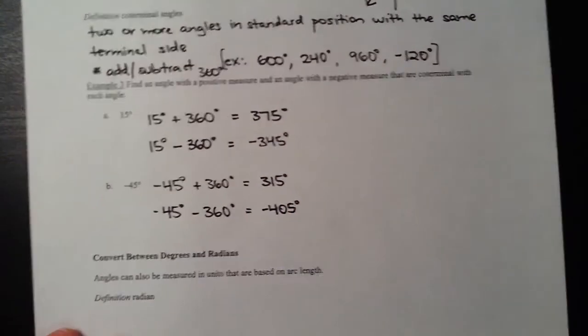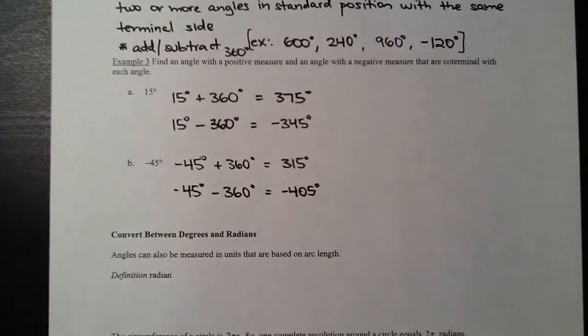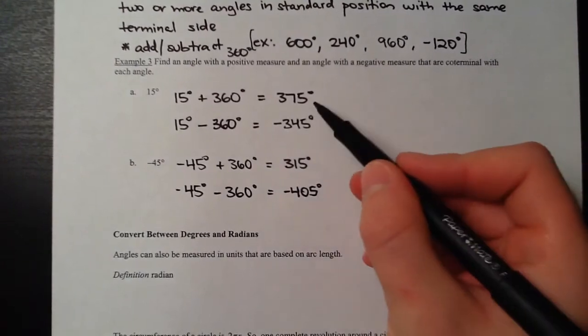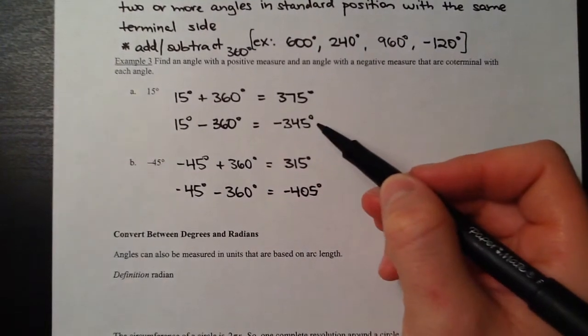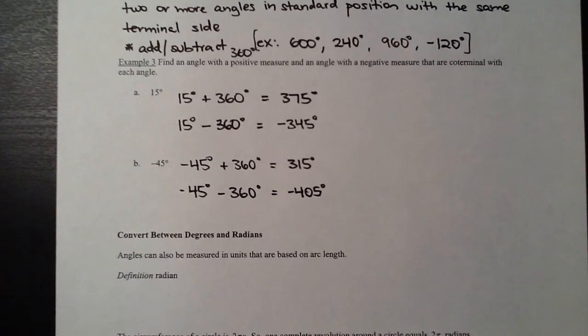So for the example 3s that you'll see in your homework, these are pretty straightforward. You just take your angle, you add 360 to get the positive measure, then you subtract 360 to get the negative measure. But like I said, there are an infinite number. So I could keep adding 360 to this, I could keep subtracting 360 from this, and I would just keep coming up with more coterminal angles.